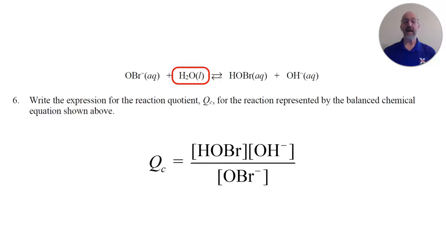So this is the reaction quotient expression, Qc. We have chemical formulas written inside hard brackets. Don't forget to include the charges on the ions in the chemical formulas. And there are no exponents because each substance has a coefficient of 1. All right, well, that's the answer to question 6.